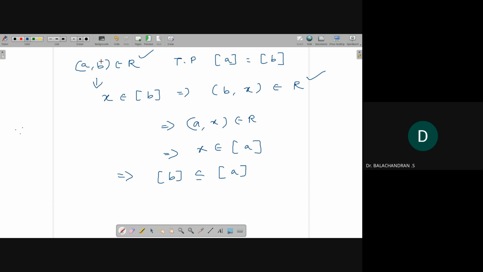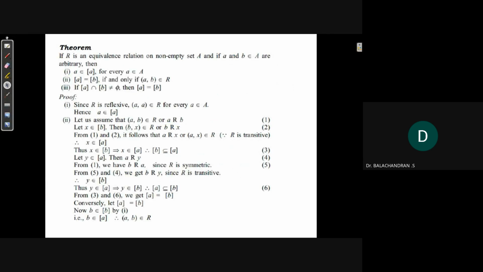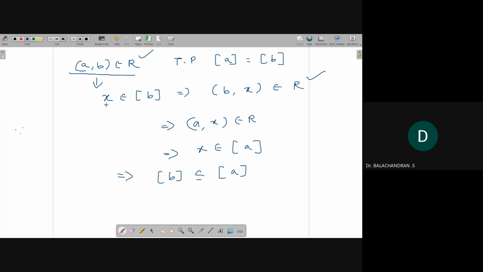Similarly, again I should assume this one. This is a common assumption for both parts. Now I need to prove equivalence class of A is a subset of equivalence class of B. Now I'll take an element here. I'll take y, y in equivalence class of A. So this implies (A, y) is an element of R.